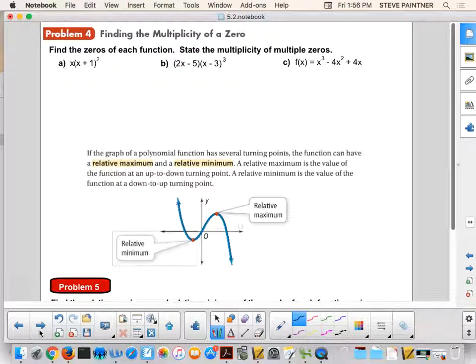All right, you ready? Here it comes. We're only going to do the first two. Find the zeros of each function and state the multiplicity of the zeros. Okay, here we go. I would like you to make a table for me. Give me the zeros and then give me the multiplicity of the zeros.